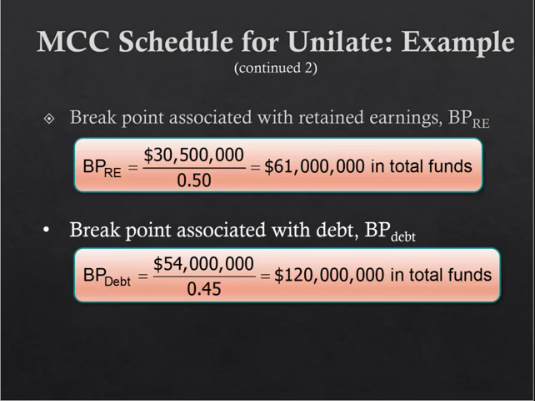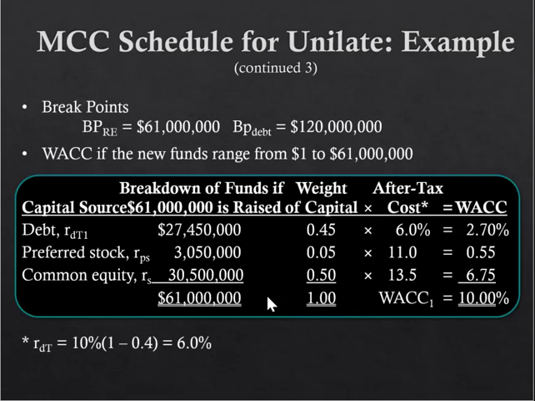On the debt side, it's 54 million at a 45% capital stack, so it's 120 million in total funds that you can raise. Once you get debt above 54 million, your interest rate rises. So the breakpoint for retained earnings is 61 million in total new money raised, and the breakpoint for debt is 120 million. Again, we're trying to keep all things constant as far as the weights of the capital stack.